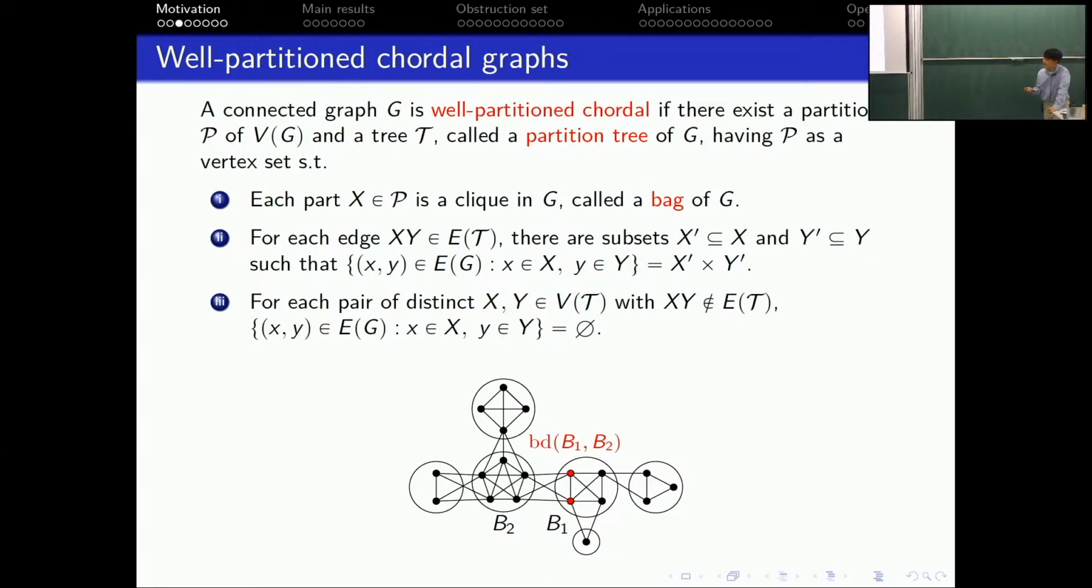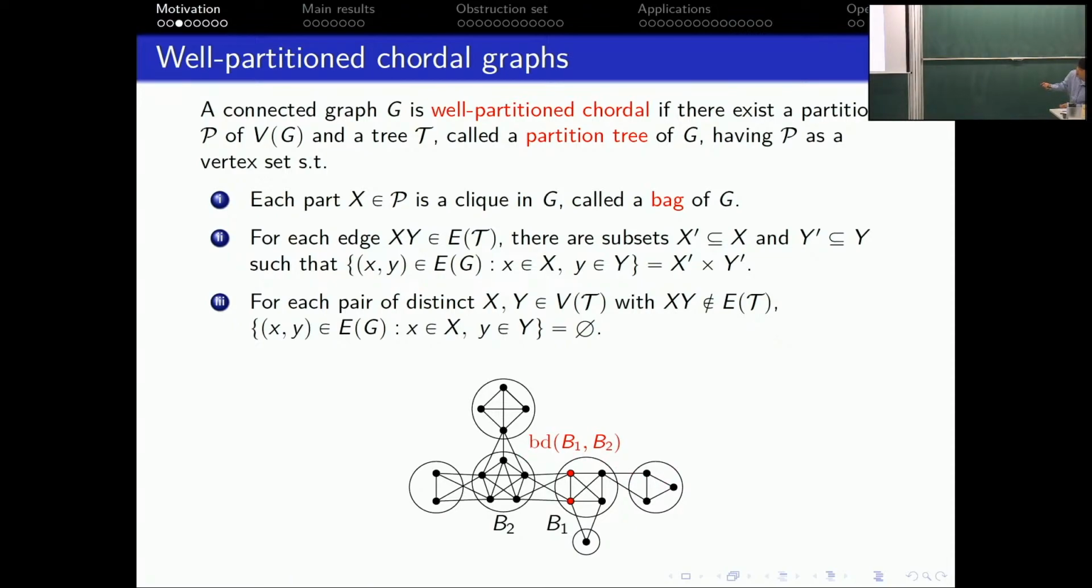each part X is a clique, which will be called a bag of G. And 2 bags X and Y are adjacent in T if and only if there are some subsets X' and Y' of X and Y respectively, so that all edges between these 2 bags come from X' and Y'. It means that in this figure you can see that this vertex and these 3 vertices form a complete bipartite graph between these 2 bags. And if 2 bags X and Y are non-adjacent in the partition tree T, then there are no edges between these 2 bags. So basically, all edge incidences come from the tree structure.